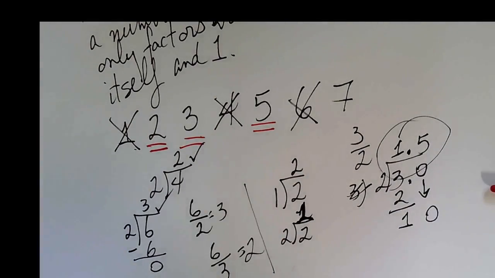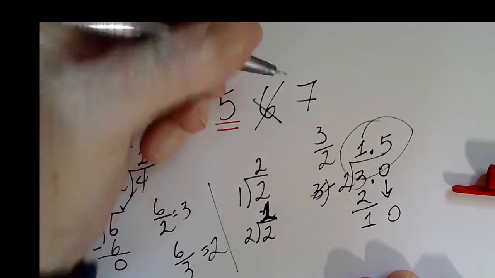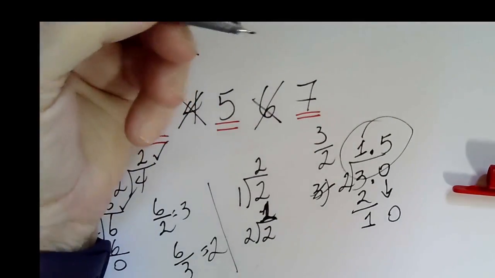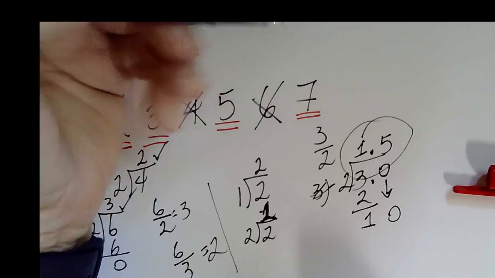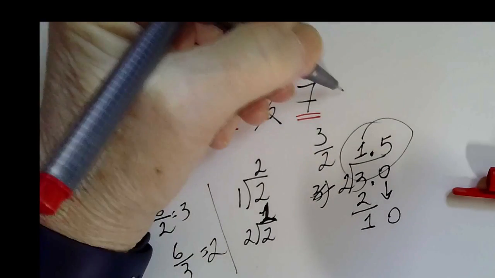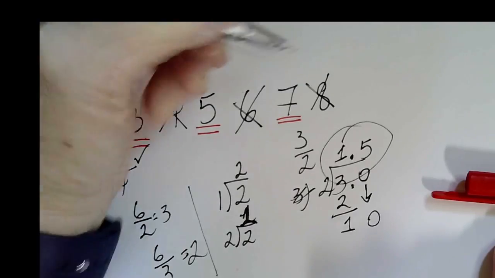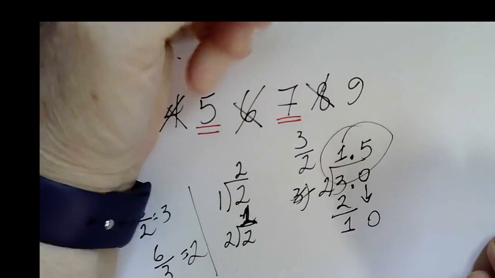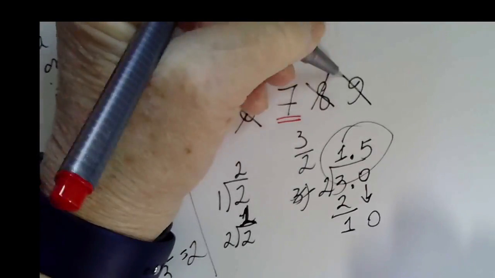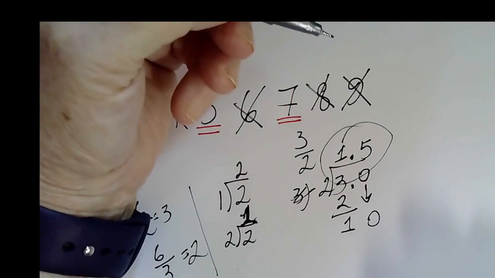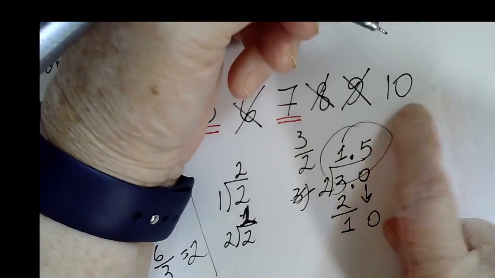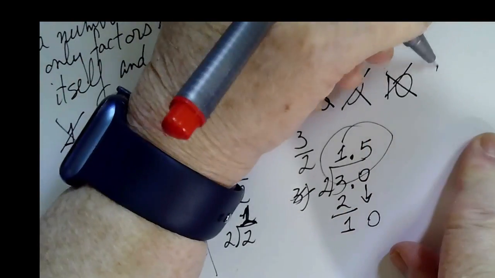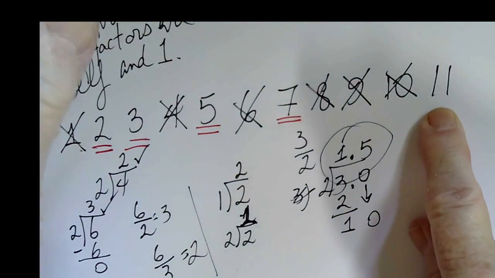And let's kind of speed up. So 7 is going to be prime. 8, we can say 8 is 2 times 4. So 8 is not prime. 9, we can write 9 as 3 times 3. So 9 is not prime. 10, 5 times 2 can be written as 10. So 10 is not prime. What about 11? That's right. 11 is prime.